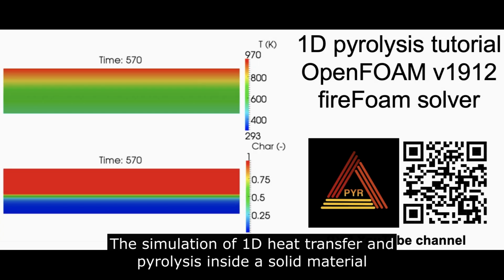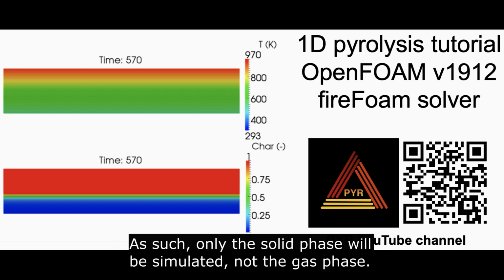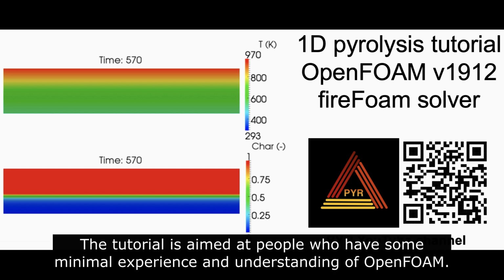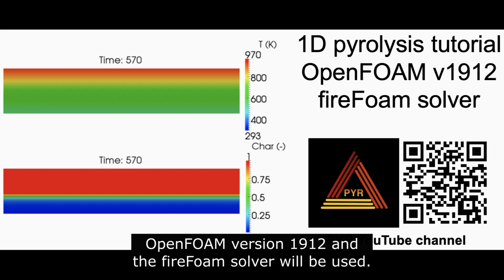The simulation of 1D heat transfer and pyrolysis inside a solid material with a prescribed heat flux on the top surface will be considered. As such, only the solid phase will be simulated, not the gas phase. The tutorial is aimed at people who have some minimal experience and understanding of OpenFOAM. We will demonstrate how to set up the geometry, briefly go through the main required case files, and run a simulation. OpenFOAM version 1912 and the fireFoam solver will be used.